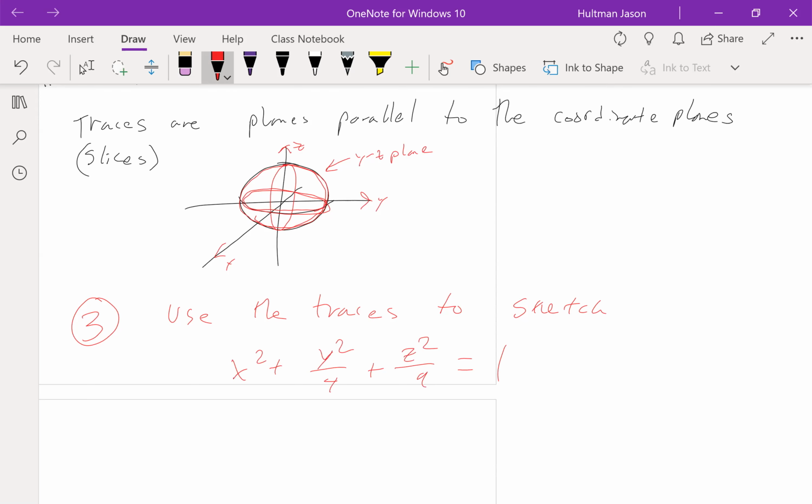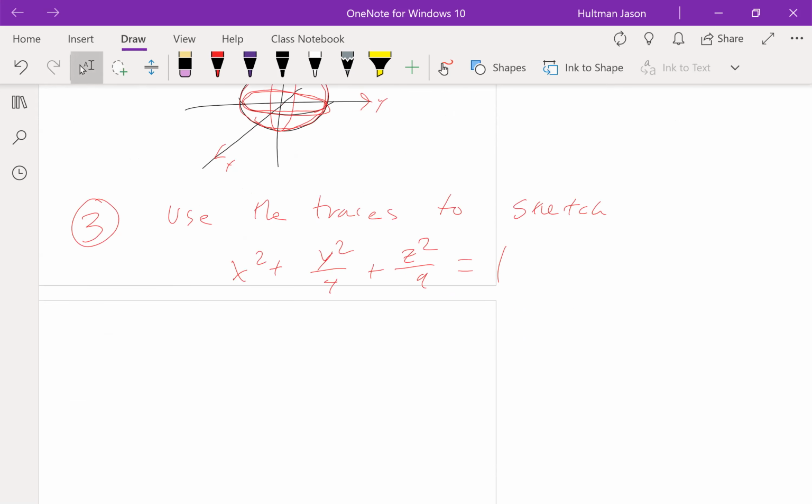is equal to 1. Okay, so this is a quadric surface. Why is it a quadric surface? Because it involves x, y, and z, and the highest power for this is the second power. Now, they don't all have to have a second power. They could have a first power. But they are the second power. That's the highest power here.